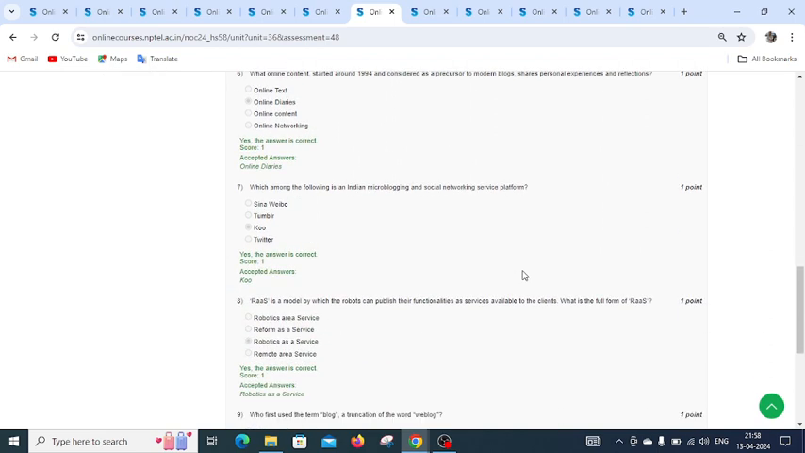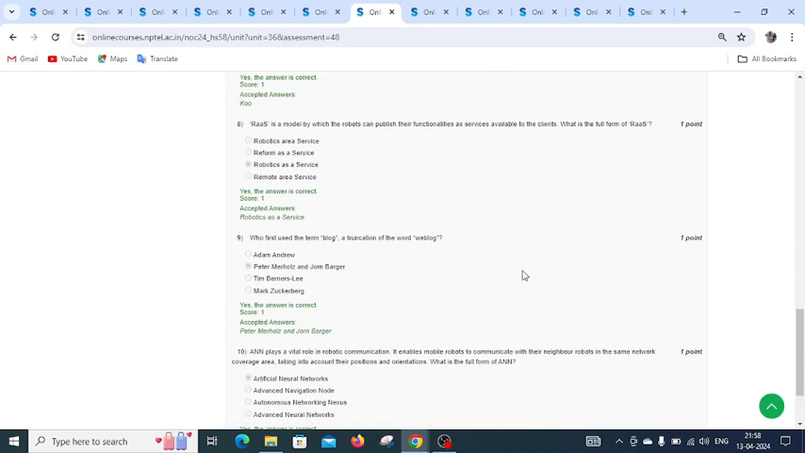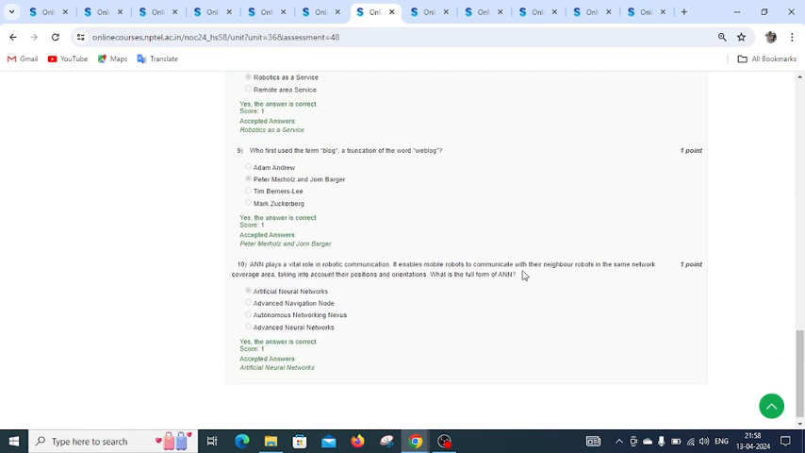Which among the following is an Indian microblogging and social networking service platform? That is Koo. RaaS is a model by which robots can publish their functionality as a service available to the client. What is the full form of RaaS? Robotics as a service. Who first used the term blog as a truncation of the word weblog? Peter Merholz.